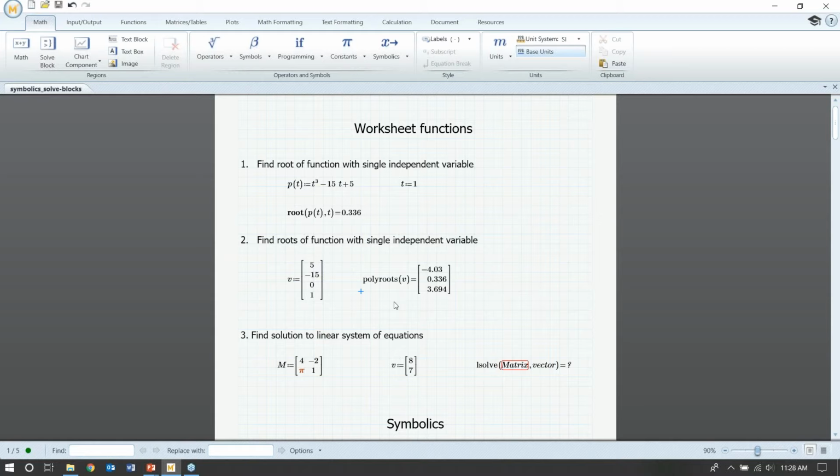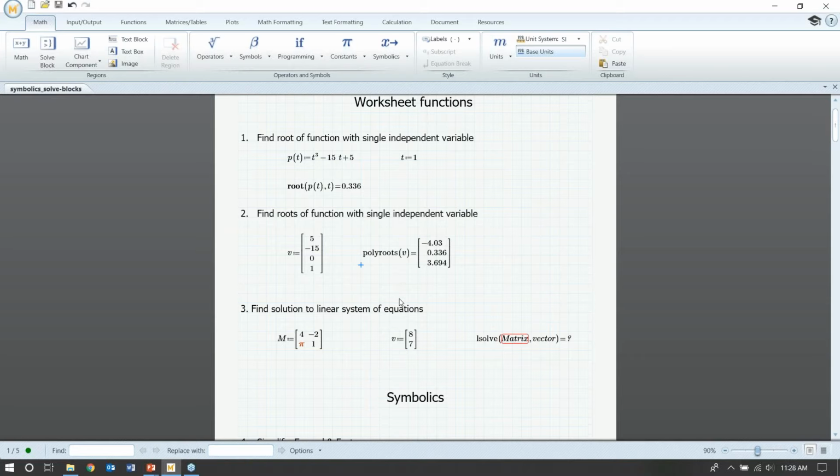It can handle a lot of stuff and make your work a lot easier. If you do have a system of linear equations, we would solve it using lsolve in the worksheet. So our M matrix is our coefficients, where we have 4x minus 2y, and then our second equation is pi x plus y. The solution for our first equation would be 8, and the solution for our second would be 7. If we just plug these in here, we can see we get an answer of 2.139 for our x value and 0.297 for our y value.